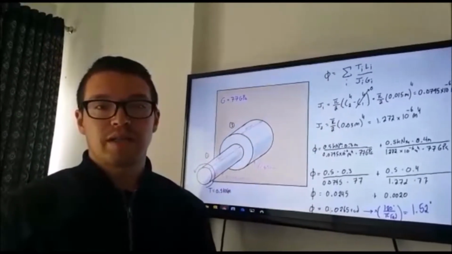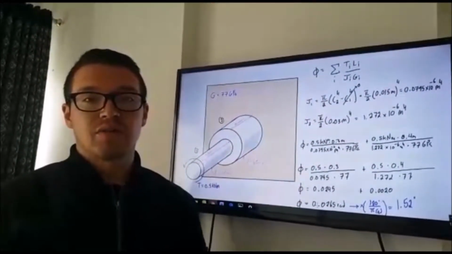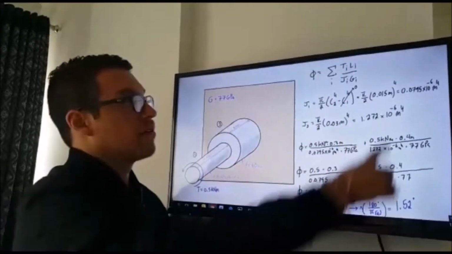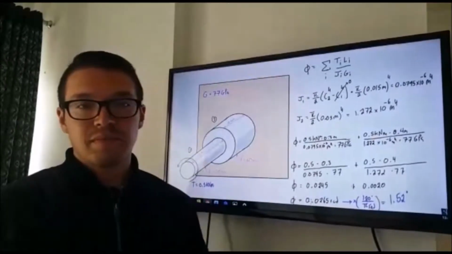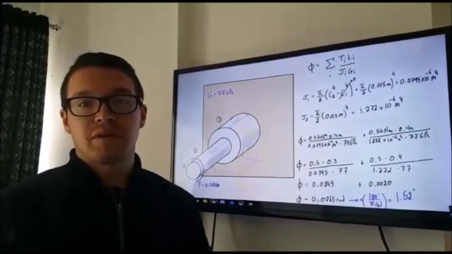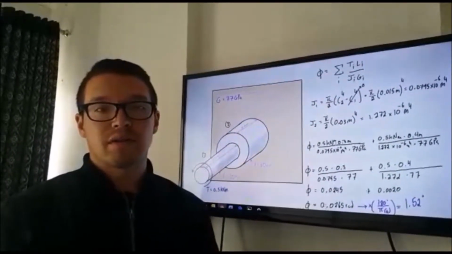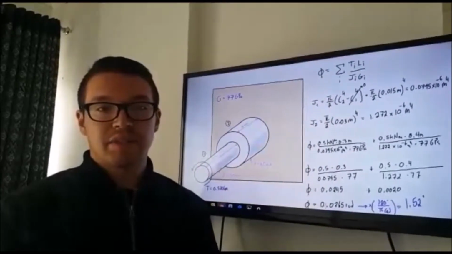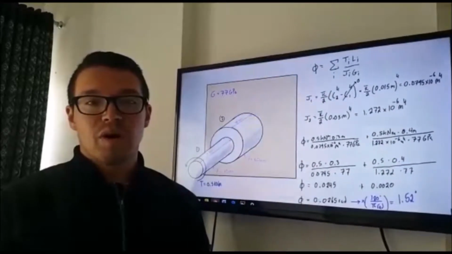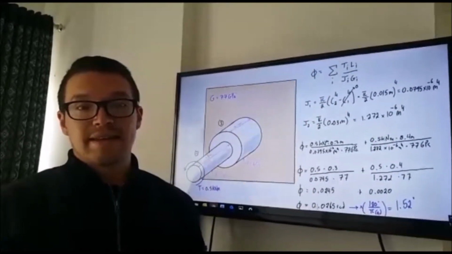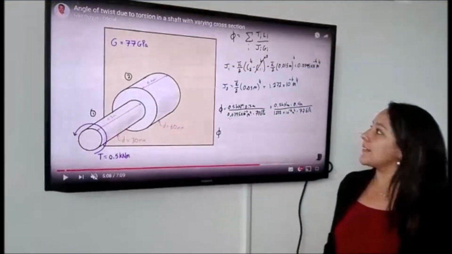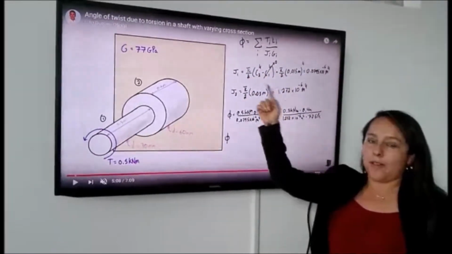We want to write this in meters, so 0.015 meters to the power of 4. And that gives us 0.0795 times 10 to the minus 6 meters to the power of 4. Now we want to keep it in units of 10 to the minus 6. Next, we take the polar moment of inertia for section 2.